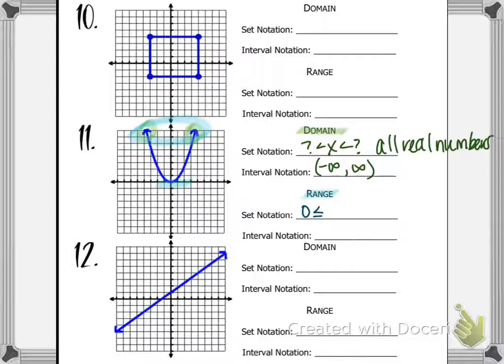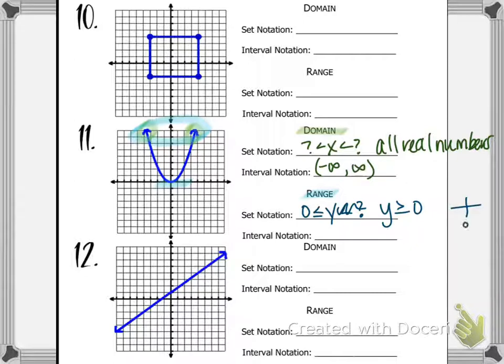So 0 is less than or equal to y, which is less than infinity. Yeah, that's a little weird. So we're just going to cross out this little portion, and I'm going to rewrite it. Y is greater than or equal to 0. And our interval notation, again, if you want to draw this concept, you can.